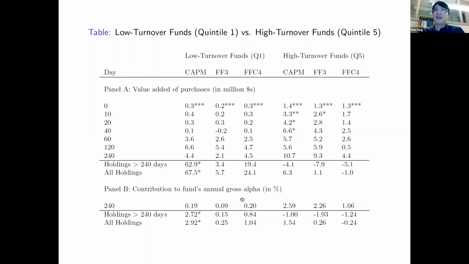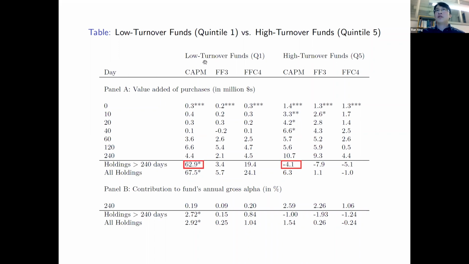So the first result is consistent with what I have just shown in the figure. The high turnover funds' value added from holdings shorter than 40 business days is very large and significantly positive, while low turnover funds' value added from holdings shorter than 40 days is almost at 0.